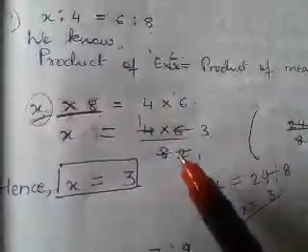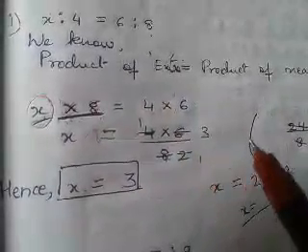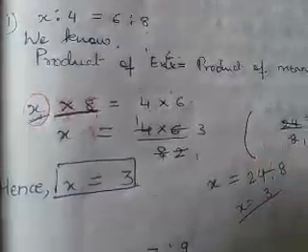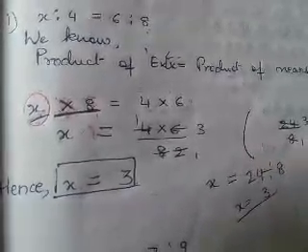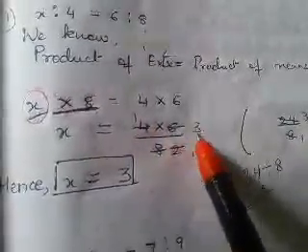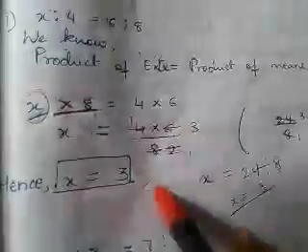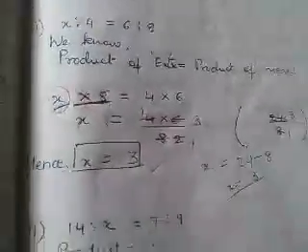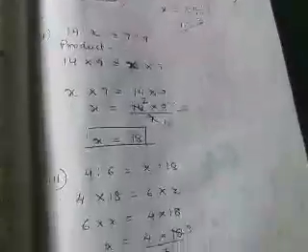So bring it to the lowest form. 4 1s are 4, 2 2s are 4, 3 2s are 6. So x is equal to 3. Okay. Same way you can solve further questions.